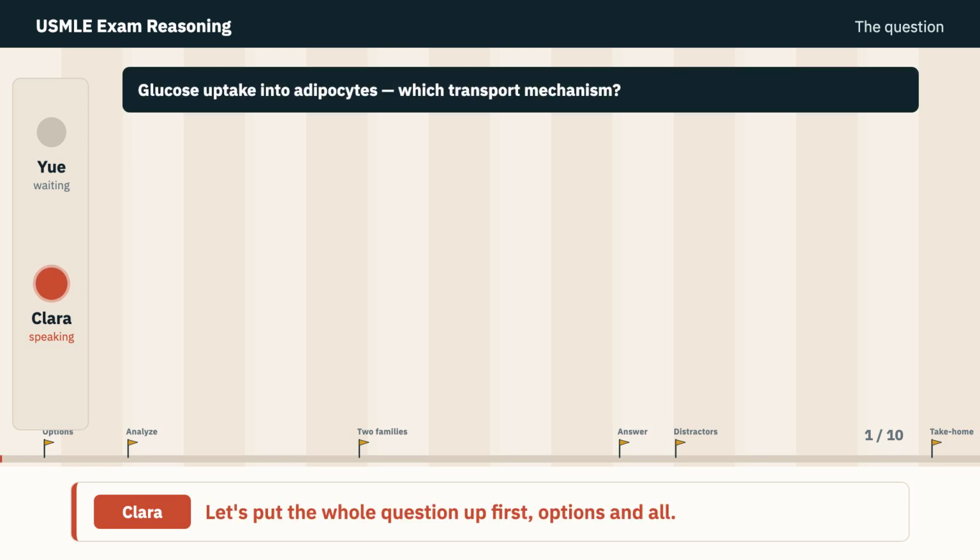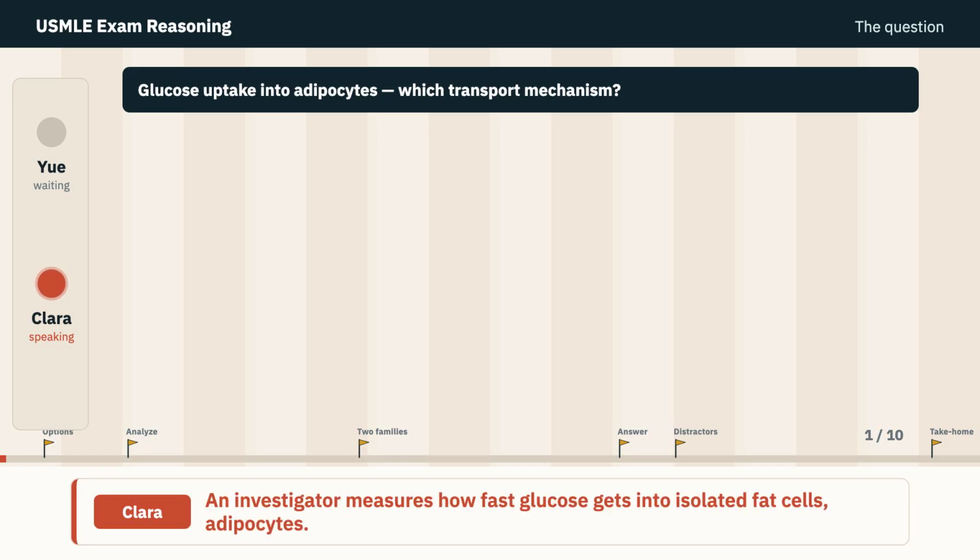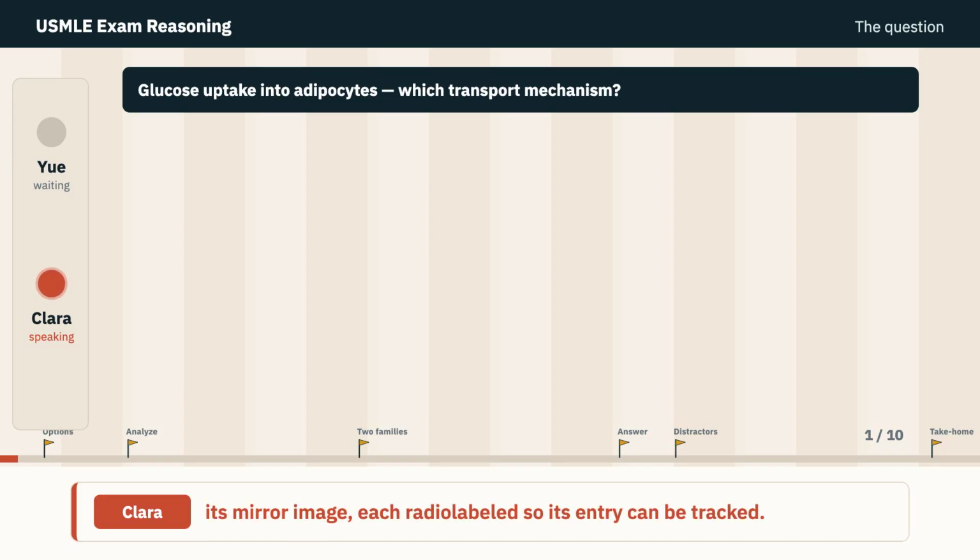Let's put the whole question up first, options and all. An investigator measures how fast glucose gets into isolated fat cells, adipocytes. They use two sugars, D-glucose, the normal one your body runs on, and L-glucose, its mirror image, each radio-labeled so its entry can be tracked.